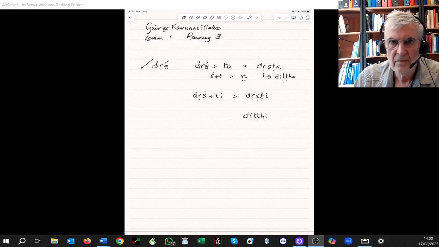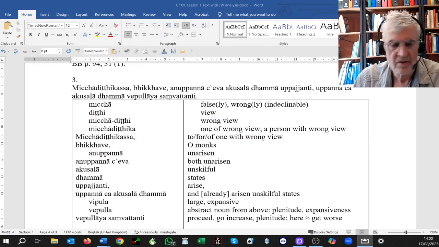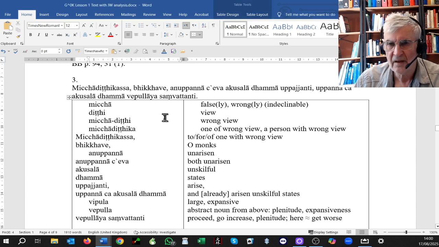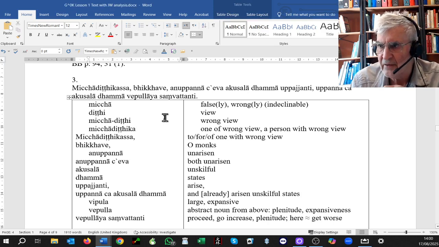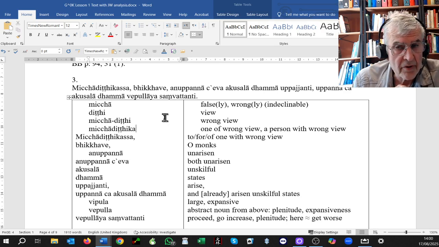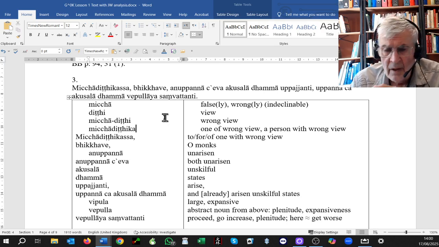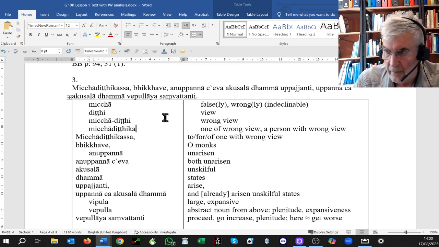Now, to make a word meaning a person having false view, one with a false view, we add the ka ending. That's just the ka ending very often means somebody who does or has something. So micchādiṭṭhi, wrong view, micchādiṭṭhika, a person of wrong view, a person having false view. And here we've got it in the genitive or dative form, micchādiṭṭhikassa, meaning to or for one of wrong view. Bhikkhave, O monks.